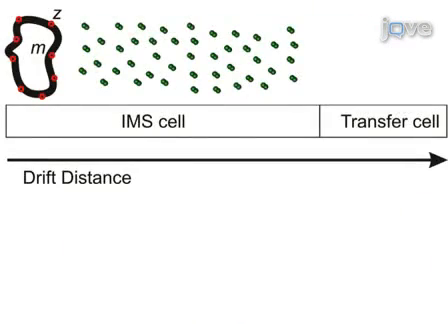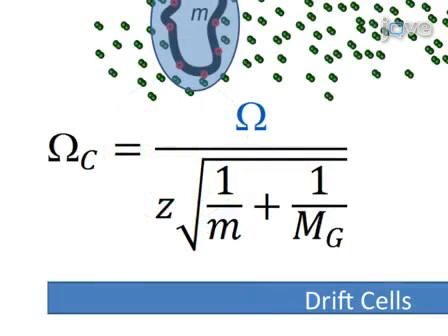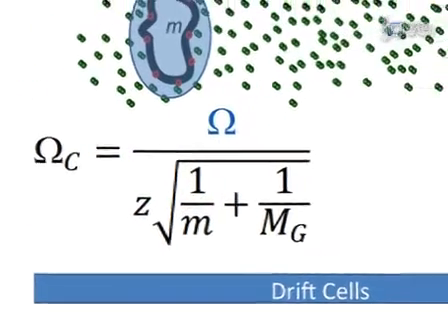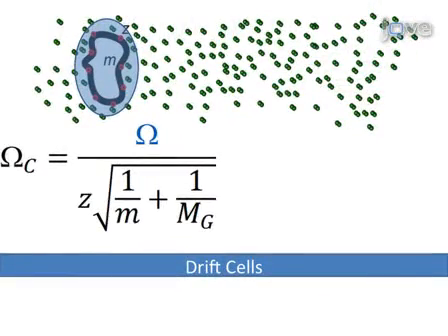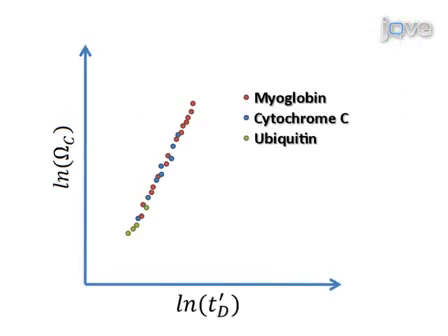Correct each of the calibrant cross-sections for both ion charge state and reduced mass, where omega C is the corrected cross-section, omega is the literature cross-section, Z is the ion charge state, M is the molecular weight of the calibrant ion, and Mg is the molecular weight of the IM background gas, which is typically nitrogen. Plot the ln of T'(D) against the ln of omega C.